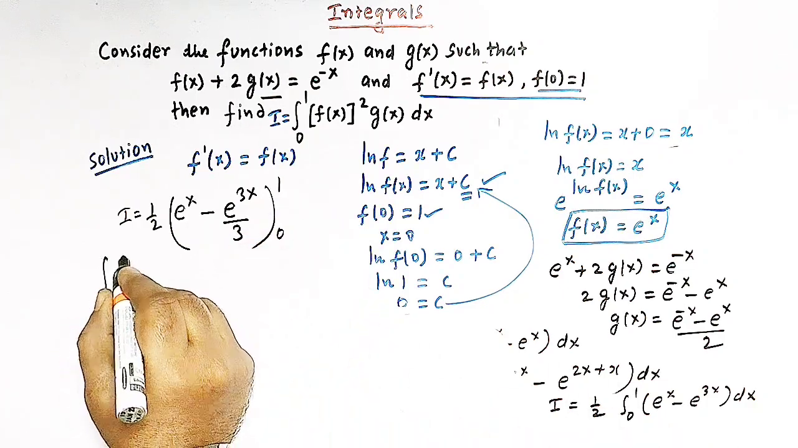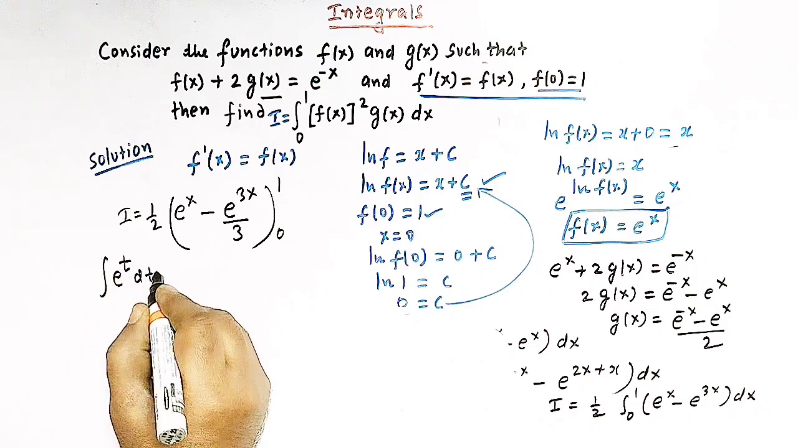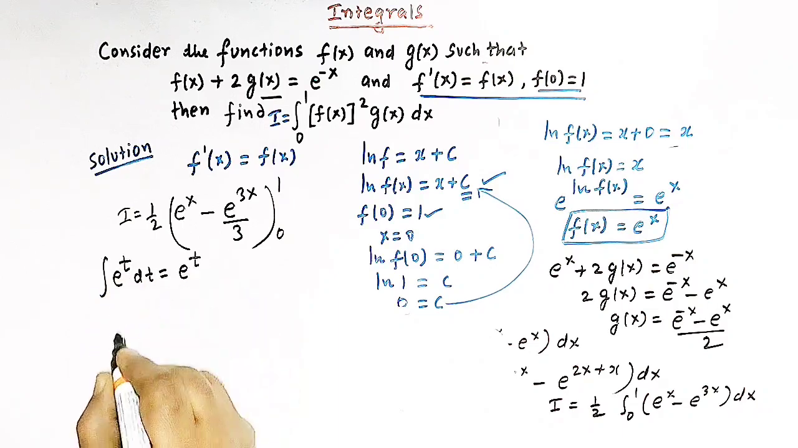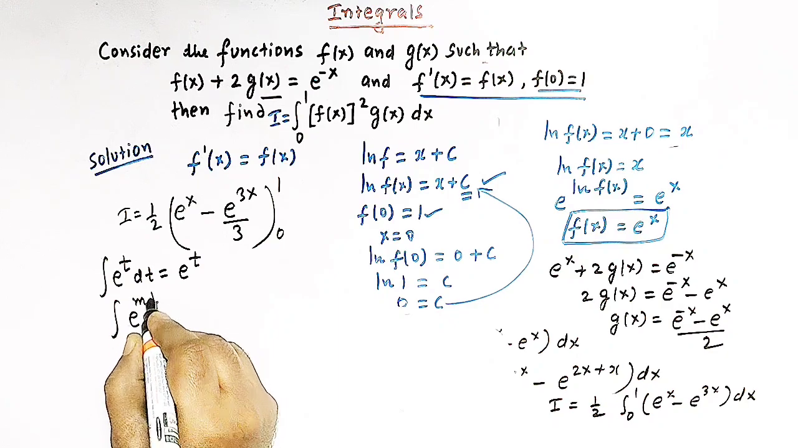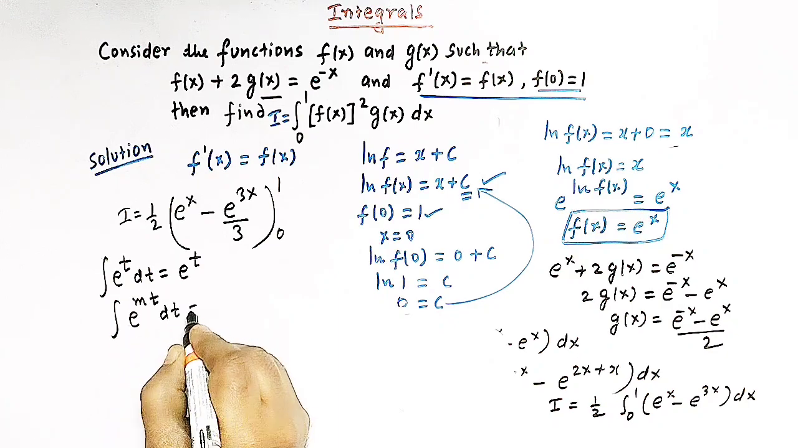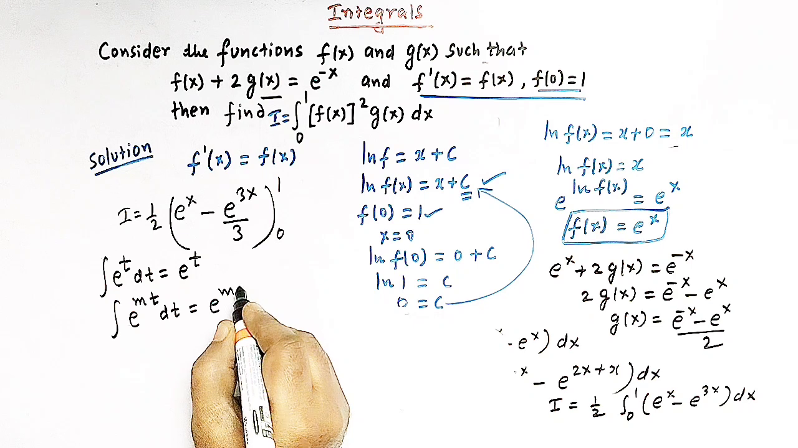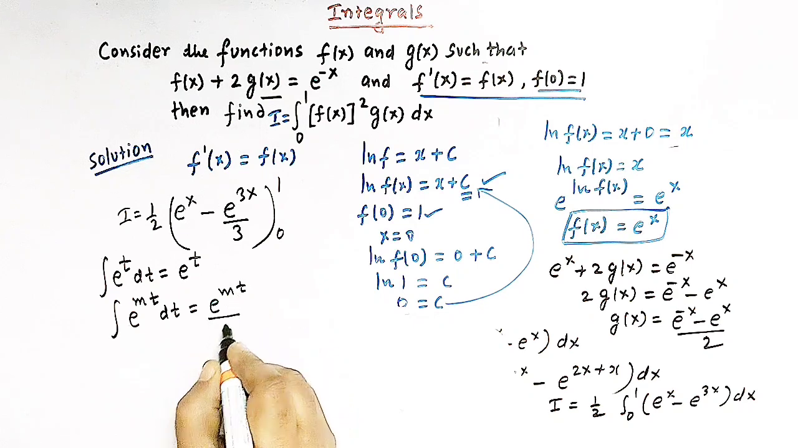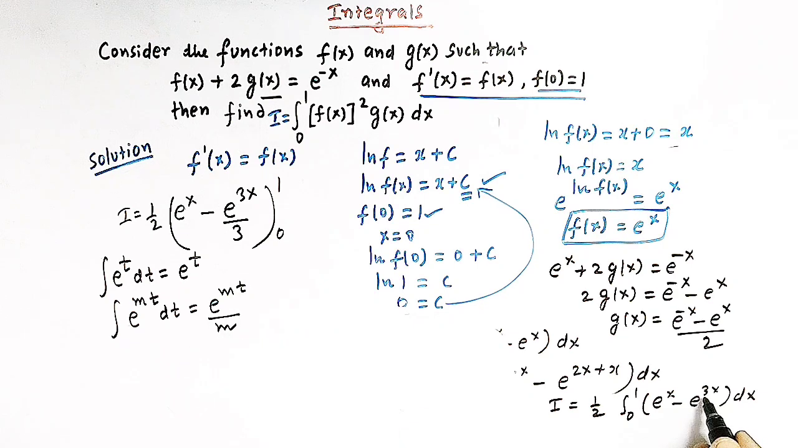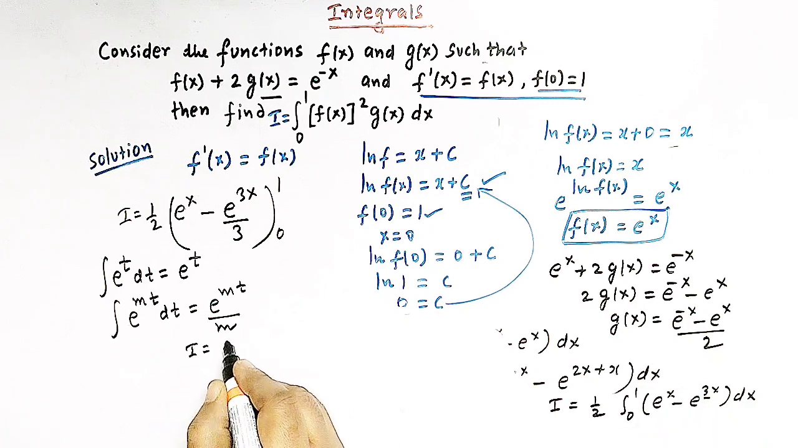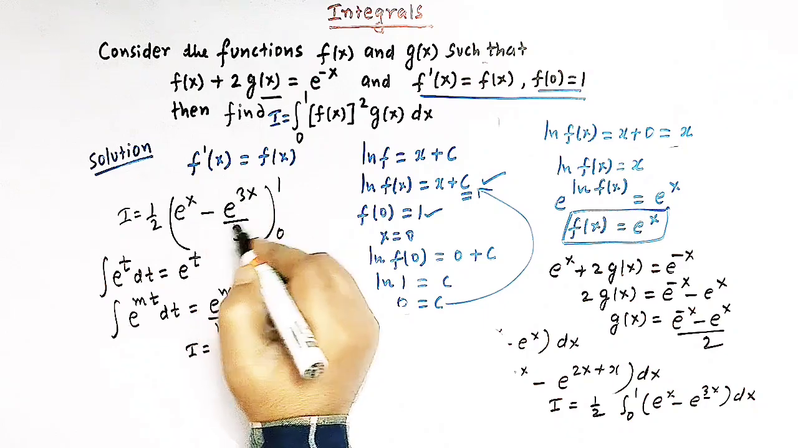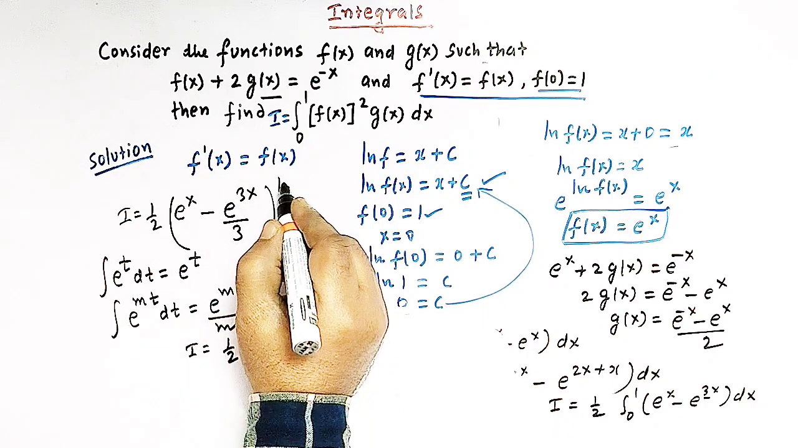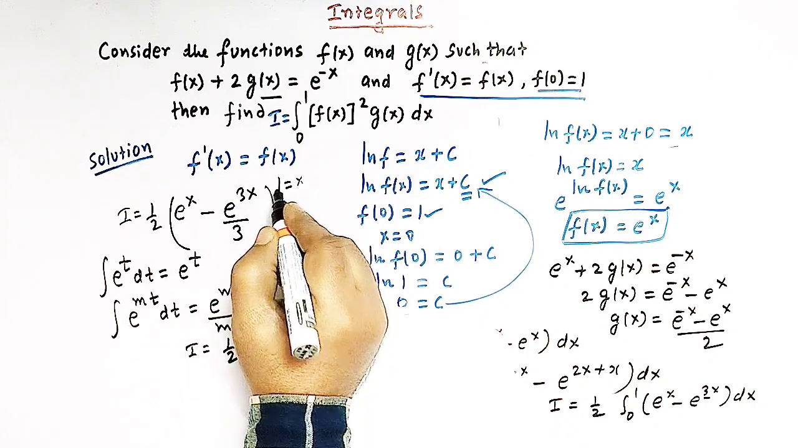The integral of e^t dt is equal to e^t, and the integral of e^(mt) dt is equal to e^(mt)/m. So here the value of m is 3, right? Okay, so now we can substitute the limits and we'll take the difference.